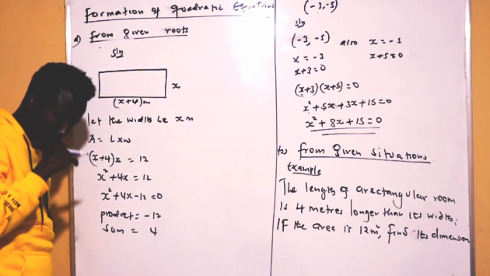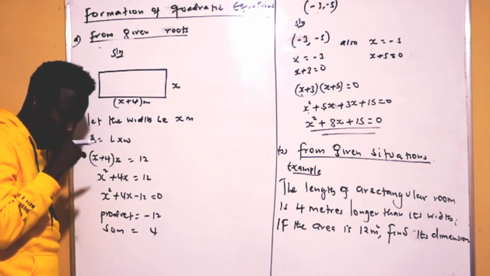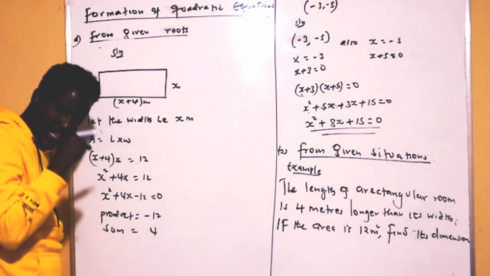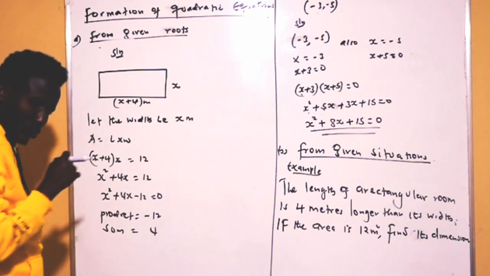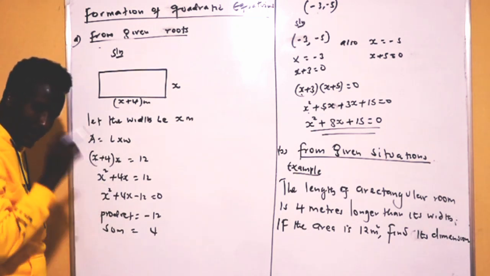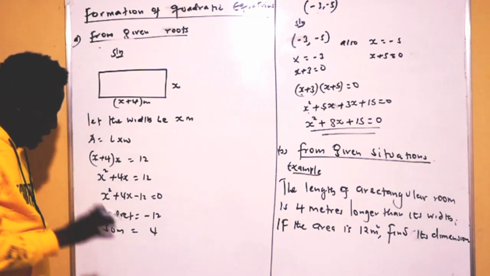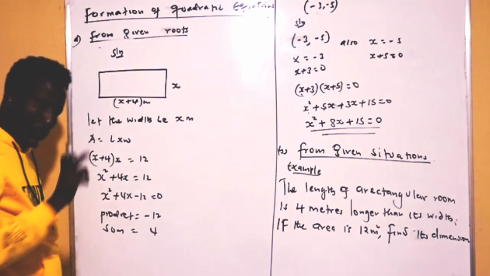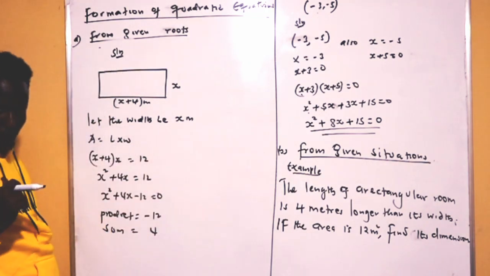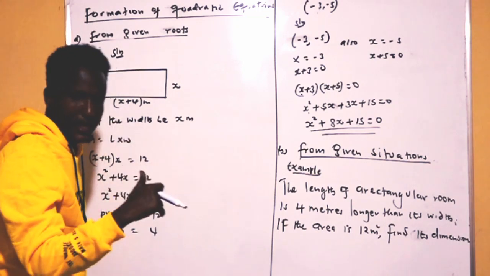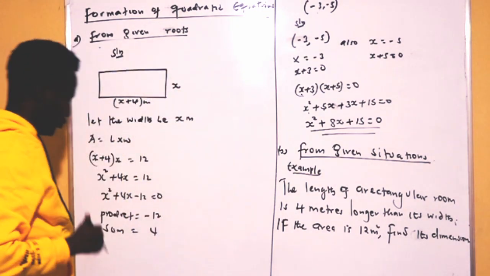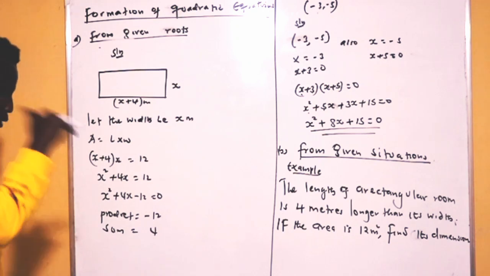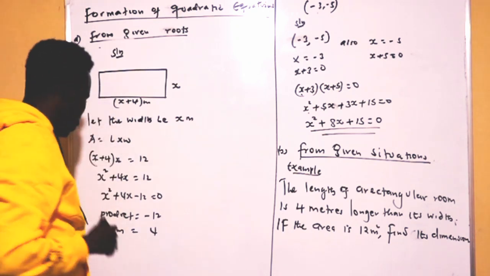In our previous class, if you have been following my lessons keenly, I told you when you have the product side negative and the sum side positive, the two numbers you're going to check, one of them will be negative and the other one will be positive. And probably the bigger number will be positive. Don't forget that.